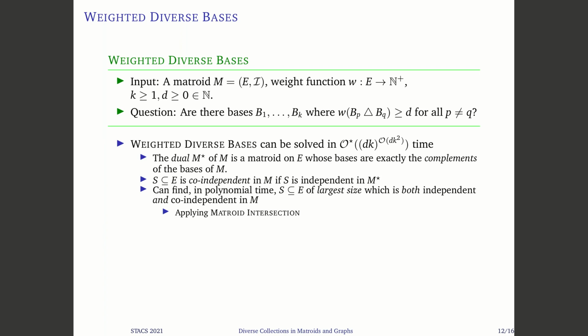Let's see a brief overview of this algorithm. For this we need the notion of a dual of a matroid. The dual M star of M is another matroid on the same ground set, such that the bases of this dual matroid M star are exactly the complements of the bases of M. We say that a subset S of the ground set is co-independent in M if S is independent in M star.